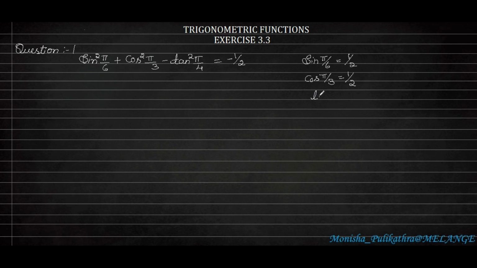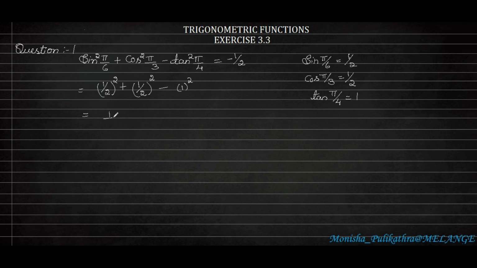Next is tan pi by 4. Tan pi by 4 is equal to 1. So you have to substitute the values for this. Sin square pi by 6: since sin pi by 6 is half, sin square pi by 6 is 1 by 2 whole square, plus cos square pi by 3, which is also half square, minus tan square pi by 4, that is 1 square.